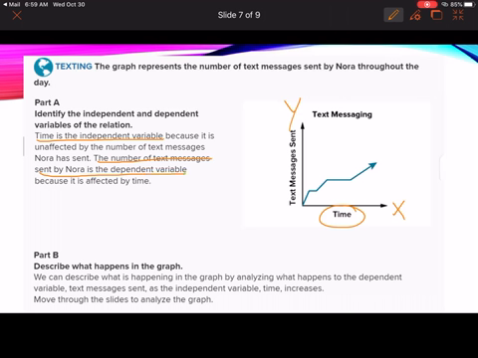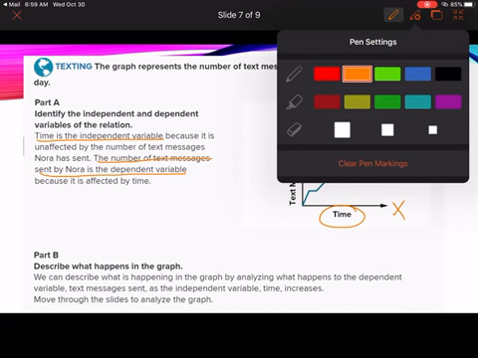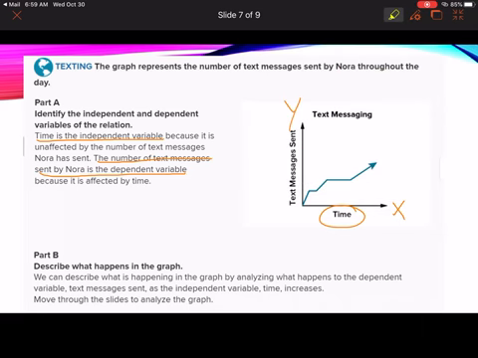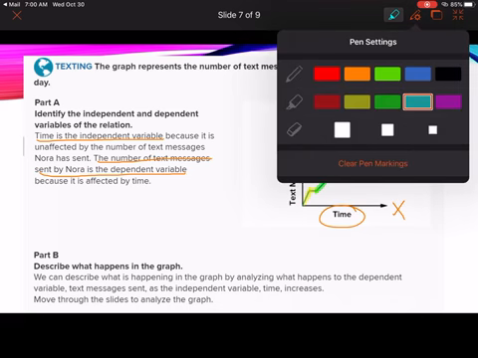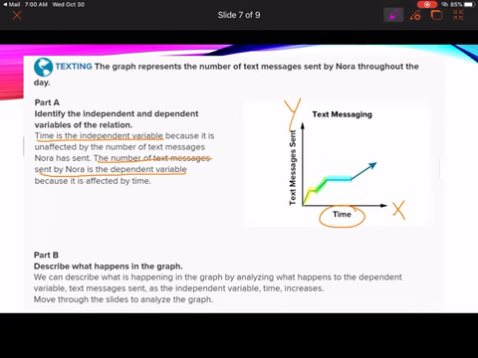So we need to describe what happens over the graph. So I'm going to get my highlighter out. So it looks like when she first gets her phone, she texts a lot. And then this straight line indicates she didn't text at all. And then here we go to texting more again. And then she must be in school here because she's not texting at all because we don't text in school. And then after school, she must have decided to text a lot again because it goes back up.